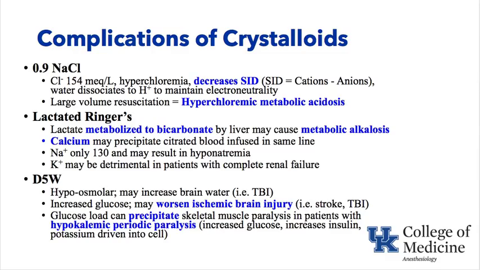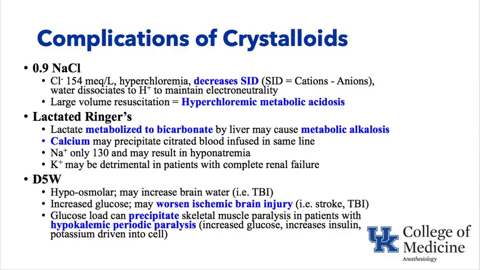Well, we need to maintain electrical neutrality, so if you're given all these anions, you've got to come up with a cation somewhere, and so water dissociates to hydrogen ion to maintain electrical neutrality. So if you give tons of saline in a large volume resuscitation, you can get hyperchloremic metabolic acidosis. Lactated Ringer's, lactate's metabolized to bicarbonate by the liver, and large amounts of lactate given can cause a metabolic alkalosis if you have a functioning liver.